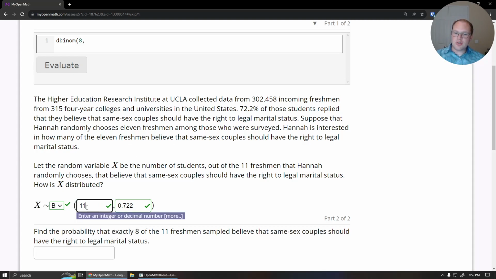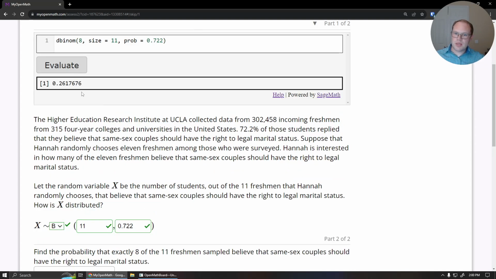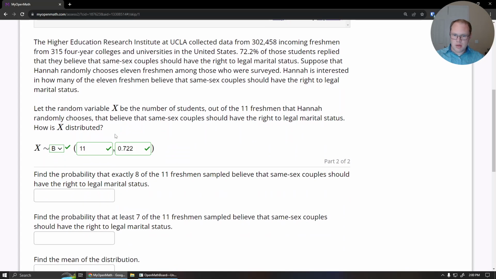Then we provide the essential information about the binomial distribution, the number of trials and the probability of success. So size is the number of trials, in this case 11. The probability of success of any one trial is 0.722. So prob equals 0.722. And so the probability that exactly 8 of the 11 freshmen sampled believe this is 0.26176, or about 26%. There's about a 26% chance that exactly 8, so not 7, not 9, but exactly 8.